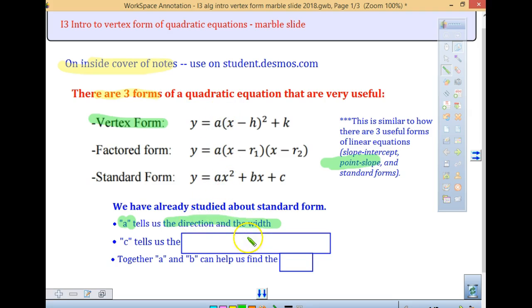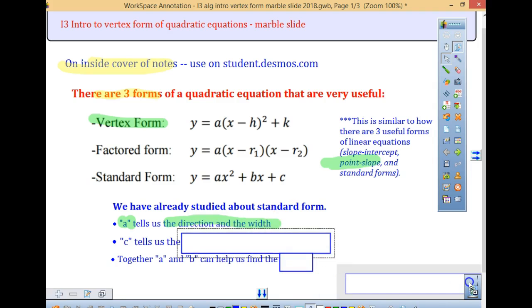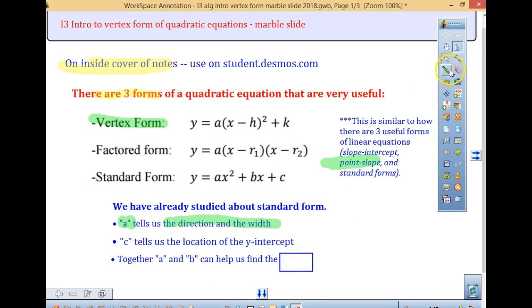Some of you did really well on the quiz, some of you didn't do as well. The second thing, the c. Now, c in our standard form tells us the location of our y-intercept. Okay? That's usually just in standard form. Together, the a and b are going to help us find our vertex. So make sure you have this down. And the key one that we are using today is this vertex form on the marble slide. Okay.